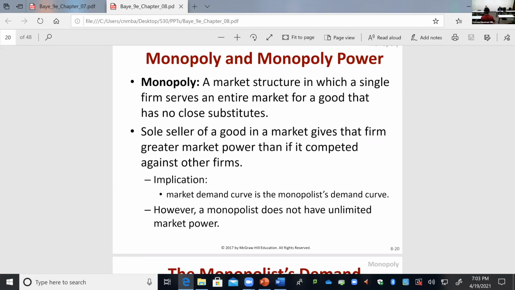Sometimes they're created almost by law, like TVA. In Tennessee, I'm not sure if there are small companies that produce solar power. There's probably a lot of regulation on those kinds of firms. Almost all the power in Tennessee is under the control of TVA, so it's almost like a legal monopoly.